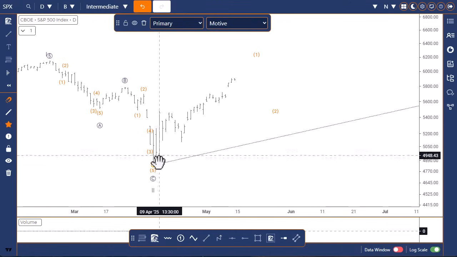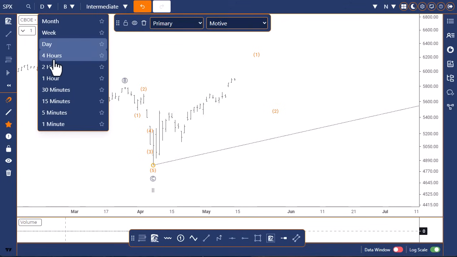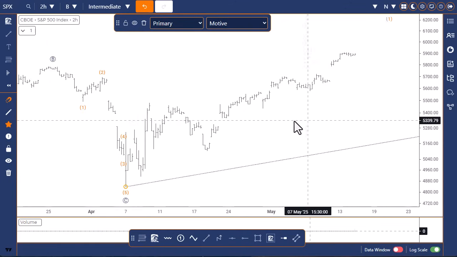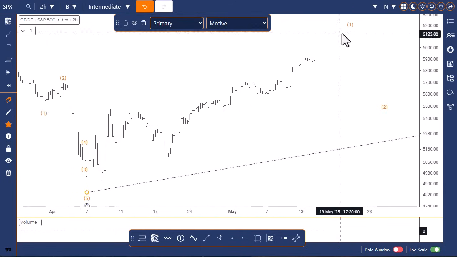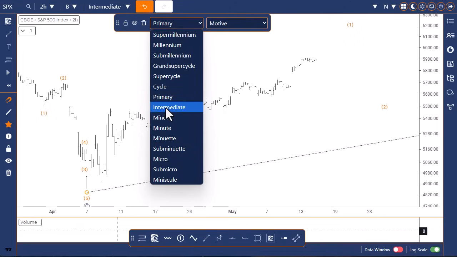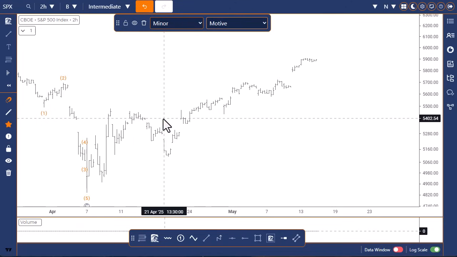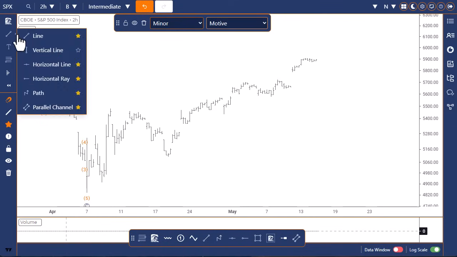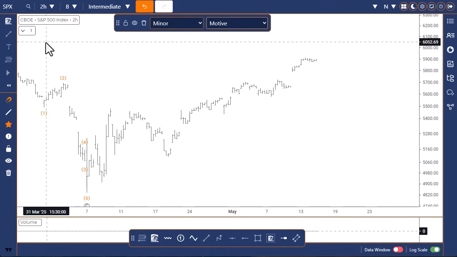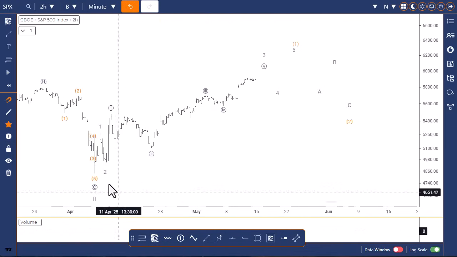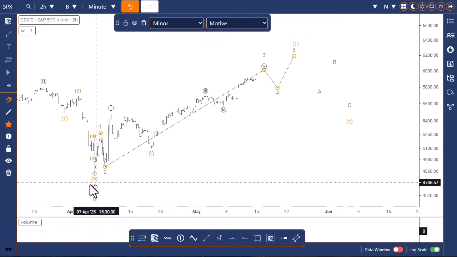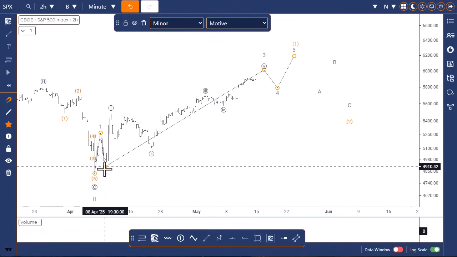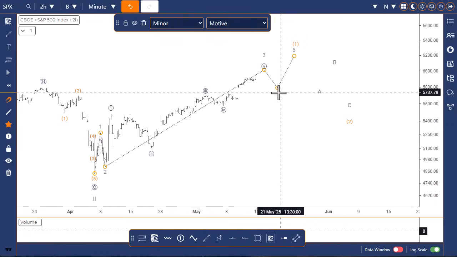Okay, so the other side of the coin is looking at this to the upside here. So I think I'll go into a 2-hour chart. This is the trend that we've got at the moment. We're looking for wave 1 to the upside. If we start to fill in the dots here for minor degree, let me just organize this.